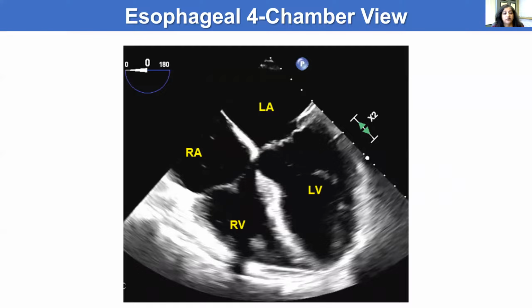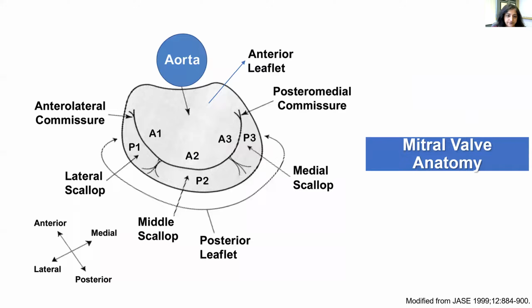This is your standard esophageal 4-chamber view: the left atrium, the right atrium, the left ventricle, the right ventricle. And in this view, you can see that the TEE transducer is very, very close to the left atrium and very, very close to the mitral valve. One of the largest values of TEE is its ability to understand mitral valve anatomy.